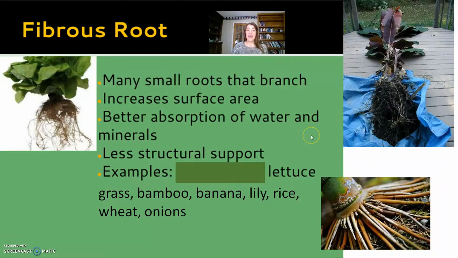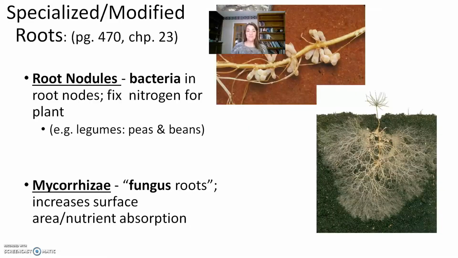Now these guys have less structural support. As you can see, they don't have a major root or anchor system that's coming down. They just have these little guys on the side. So a lot of time when there's big storms and everything, you'll see palm trees being uprooted and a whole bunch of stuff. It's because they aren't anchored to the soil. Now some examples here, we have lettuce, grass, bamboo, bananas, lilies, rice, wheat, onions. So there's a lot of other plants that have this too.